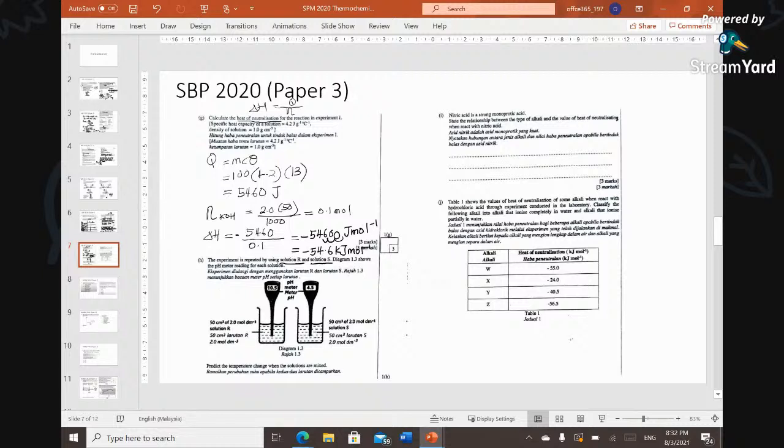So in Paper 3, predict means you cannot just say it is less or the value is small. You need to give a value. So you have to give a value. For example, you can just say it is less than 11 degrees Celsius.